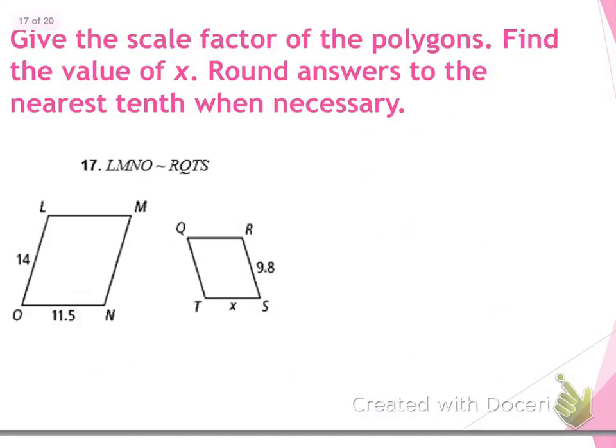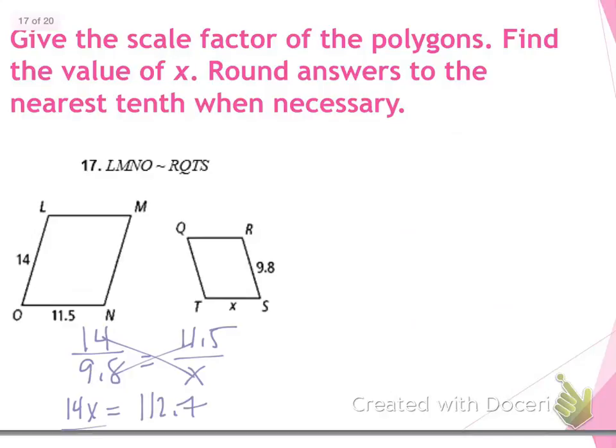So my next one, well, we've got to solve for x. So I'm going to do 14, which matches with 9.8, equals 11.5, which matches with x. So I cross multiply, I got 14x equals 9.8 times 11.5, I get 112.7. Divide by 14. So x is equal to 8.05. So I'm going to remove x and put my actual number in.